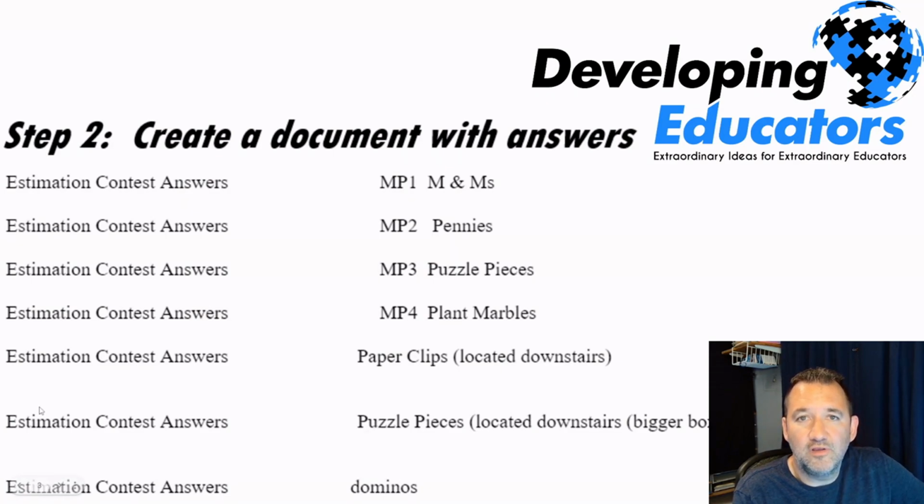So step 2, before we go any further, is we want to create a document with all your answers. So you can see on the screen that I have this document here that shows all of the different answer keys for the stuff that I've used. Now M&M's is the first one, which I haven't used in a long time. But pennies, puzzle pieces, plant marbles. I have that middle part whited out in case a student actually stumbles across this video, because these are my actual answers, so I just blocked out the true answers to these containers.